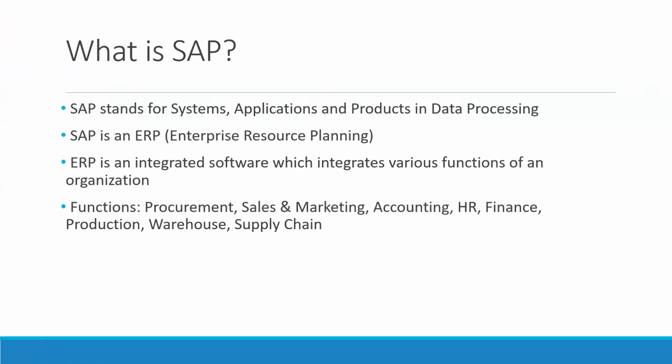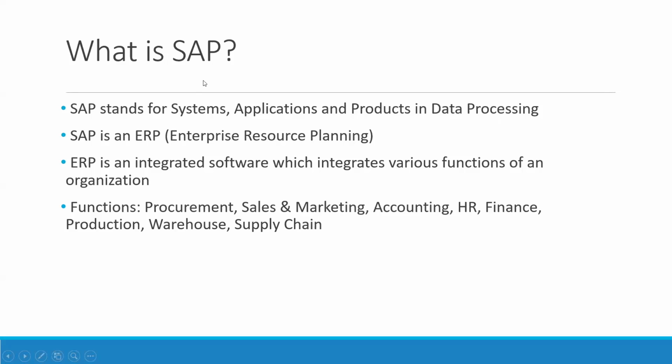So as I was asking, and a few of you correctly mentioned, what is SAP? SAP stands for System, Application and Product in Data Processing. This is the short form of System, Application and Product in Data Processing. So we always call it SAP. When you are in industry, we call it specifically SAP. Why? Because it is a short form of System, Application and Product in Data Processing.